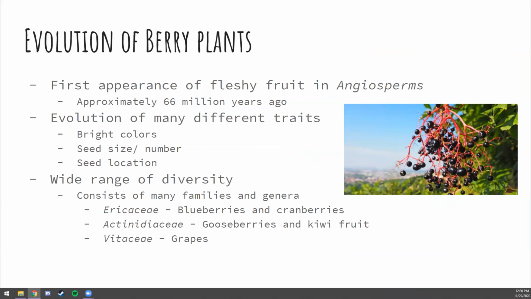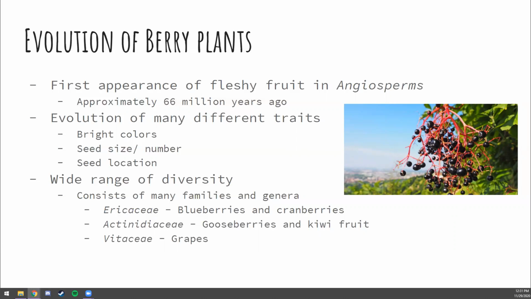We know that angiosperms first appeared on Earth approximately 200 years ago, but it wasn't until 66 million years ago when fleshy fruit that resembled berries had first started to appear on Earth. Over time, berries have developed many different features and traits that help them progress through time. One of those being bright colors, which are responsible for indicating whether or not the fruit has fully matured. This helps herbivores and other animals that eat berries know when the fruit is ready so that the seeds that they consumed are effectively able to be produced.